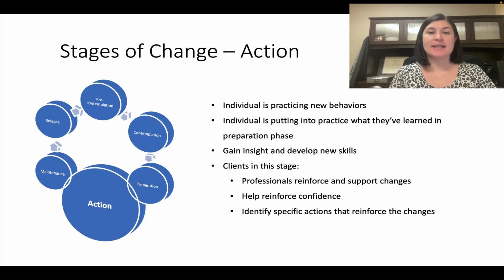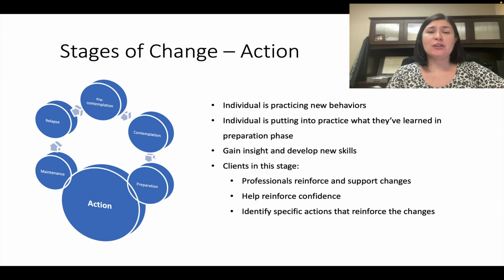The fourth stage is called the action stage. In this stage, the individual is now practicing their new behaviors. The individual may start demonstrating abstinence from their substance or alcohol use. Typically, this can be anywhere from 3 to 6 months of abstinence. They are typically practicing the skills and behaviors that they learned in their treatment.